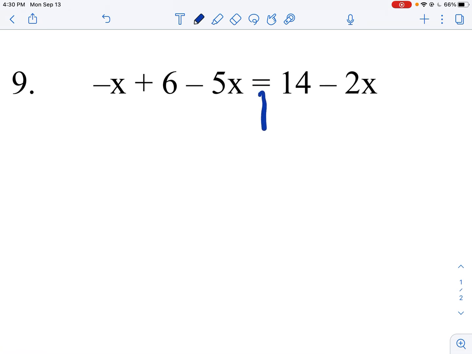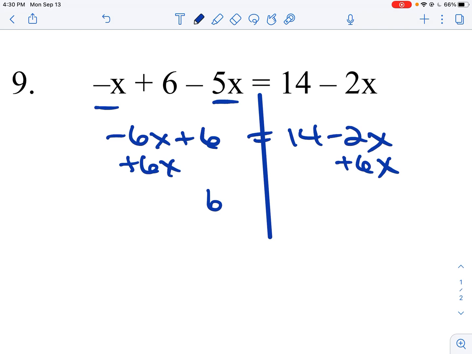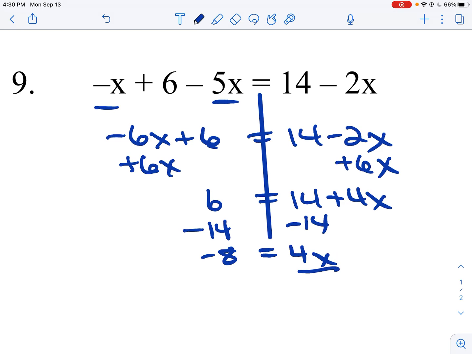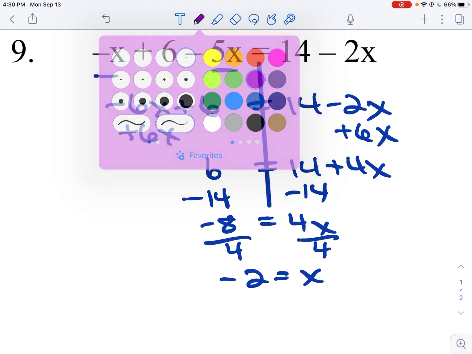Okay, and here we go again. On the same side of the equal sign, so I need to combine like terms. Which one's smaller, negative 6x or negative 2x? The negative 6x is. So I'm going to add that to the other side. 6 equals 14 plus 4x. I need to move the 14 to the other side. I get negative 8 equals 4x. Divide by 4 on both sides, and negative 2 equals x.